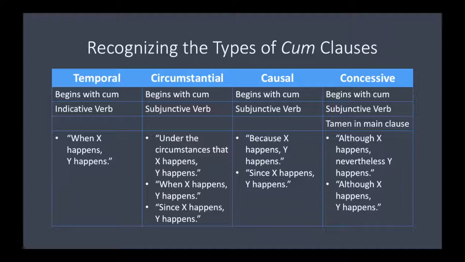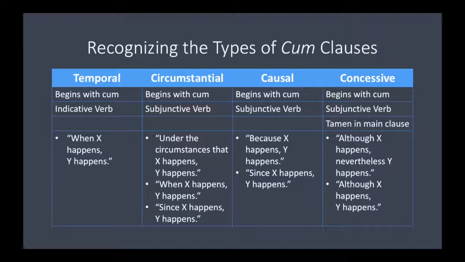You can identify the concessive cum clause by the word tamen in the main clause. This adverb means nevertheless and indicates that the subordinate and main clauses contain opposed actions. So if the subordinate clause starts with cum and the main clause contains tamen, translate it according to the pattern: although X happens, nevertheless Y happens, or although X happens, Y happens.